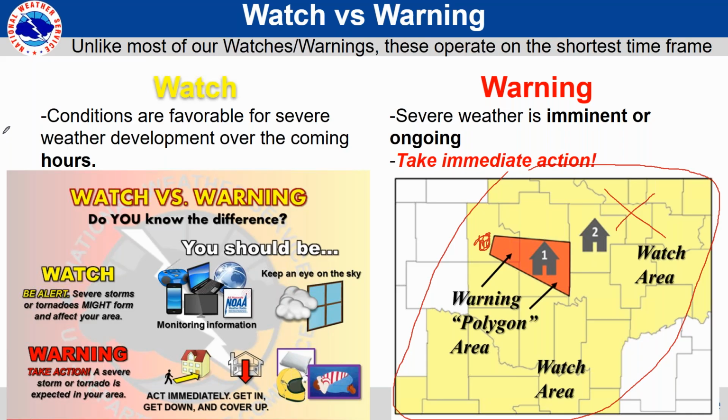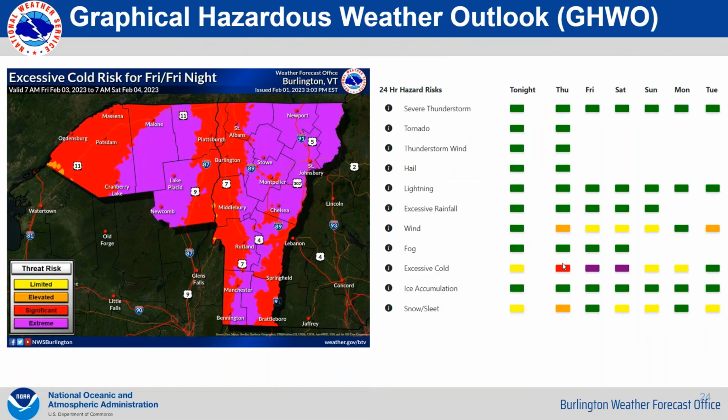So watches are typically going to be broad. They're going to cover an expansive area. Warnings are going to be much more focused, highlighting immediate needs and actions. You can find a lot of useful information in our graphical hazardous weather outlook.